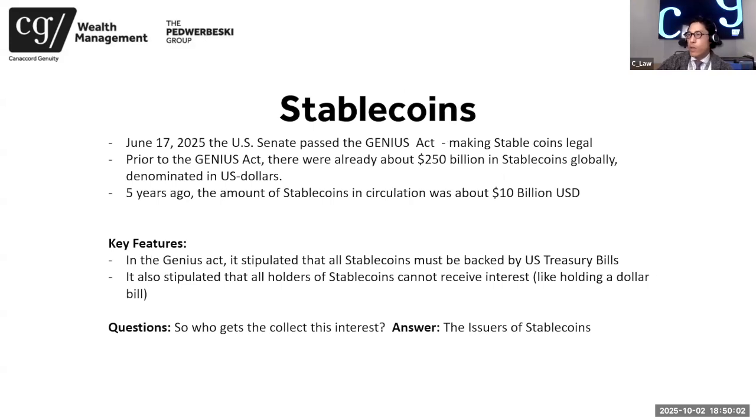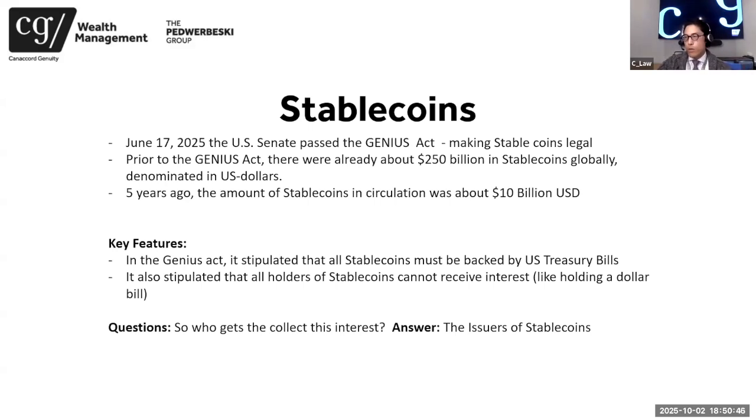Last June, the US Senate passed what they call the Genius Act, making stablecoins legal. Prior to the Genius Act, there were already about 220 billion in stablecoins globally, all backed by US dollars. To give you a sense of the growth, five years ago, the amount of stablecoins in circulation was about 10 billion US dollars. A couple of key features about the Genius Act: it stipulates that all stablecoins must be backed by US Treasury bills, and it also stipulates that holders of stablecoin cannot receive the interest. Think of it like when you hold a physical dollar bill, you're not earning interest on it, and that's what they're trying to mimic.